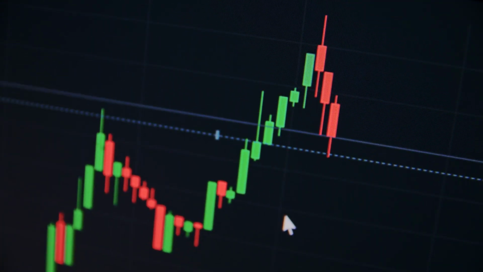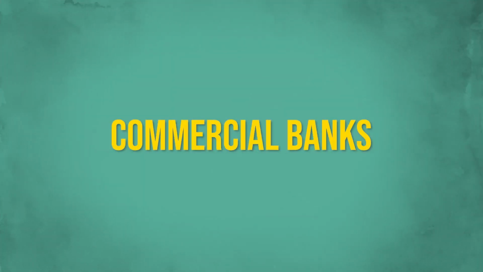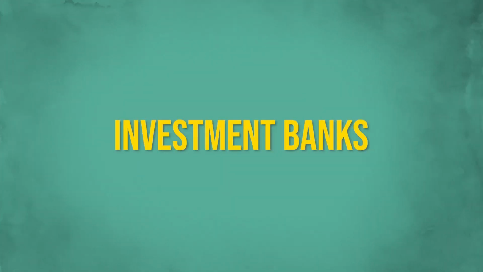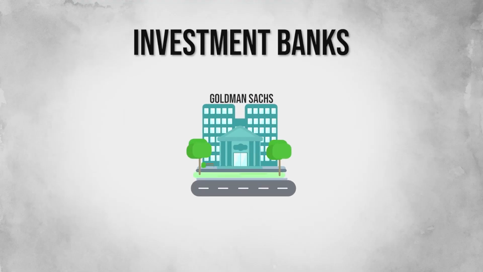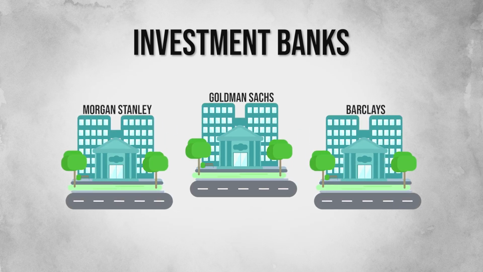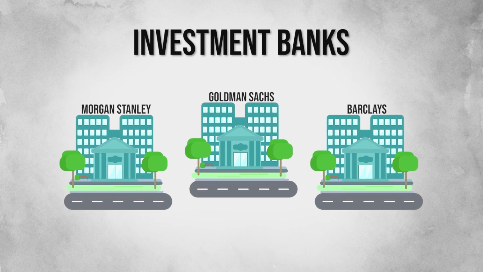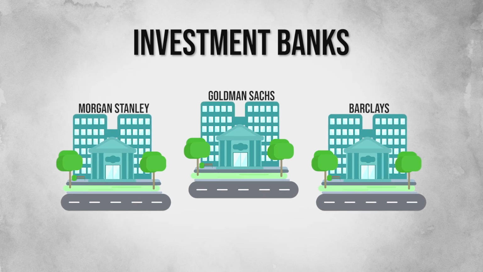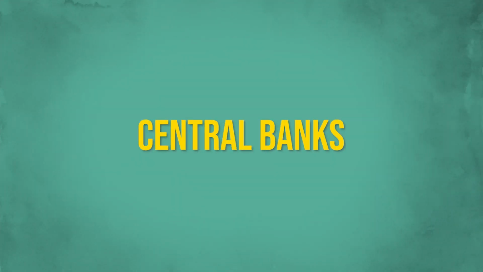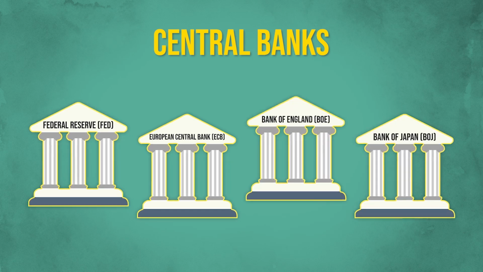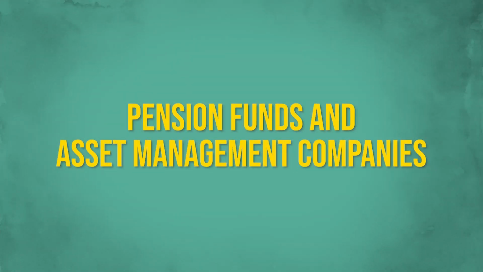Some of the prominent financial institutions include commercial banks, banks such as JP Morgan Chase, Citigroup, and HSBC. Investment banks: institutions like Goldman Sachs, Morgan Stanley, and Barclays provide investment and advisory services to clients, including currency trading. They analyze the market trends, economic data, and geopolitical factors to guide their trading strategies. Hedge funds. Central banks, such as the Federal Reserve, European Central Bank, Bank of England, and Bank of Japan. Pension funds and asset management companies.